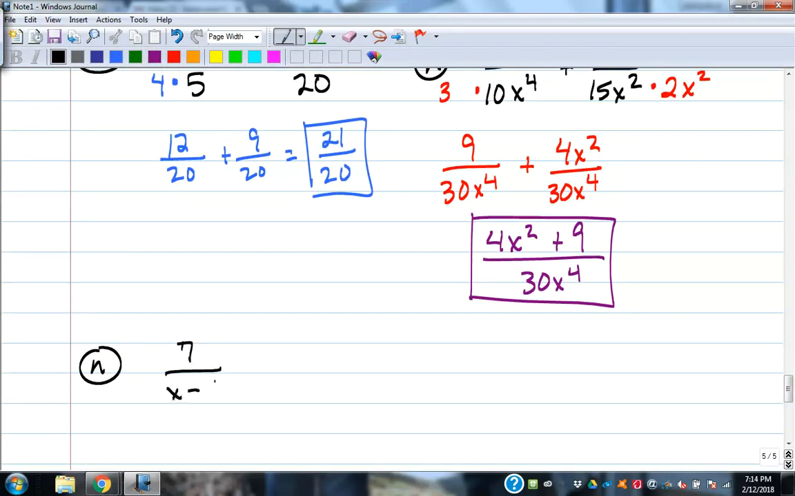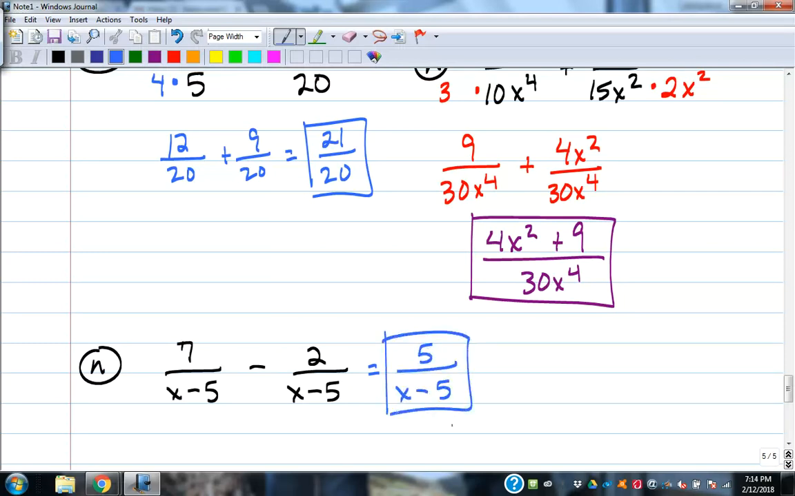Let's say we had 7 over x minus 5 minus 2 over x minus 5. This one's pretty easy. Why is it easier? I already have the same denominator, so I can just do the subtraction up top. What's 7 minus 2? 5. Nothing else you can do. Remember, we can't cancel this 5 with the minus 5, because it's tied to an x with the subtraction symbol. We can't cancel parts like that.